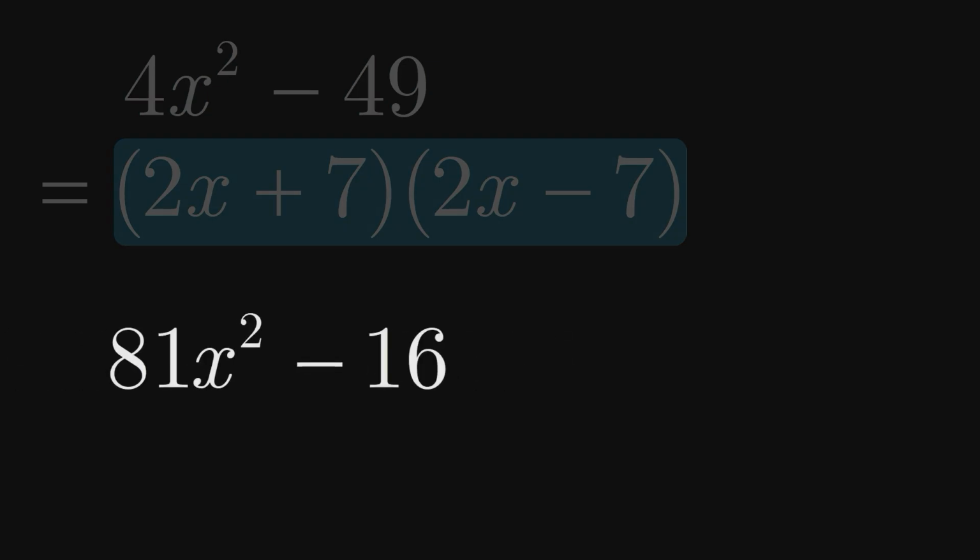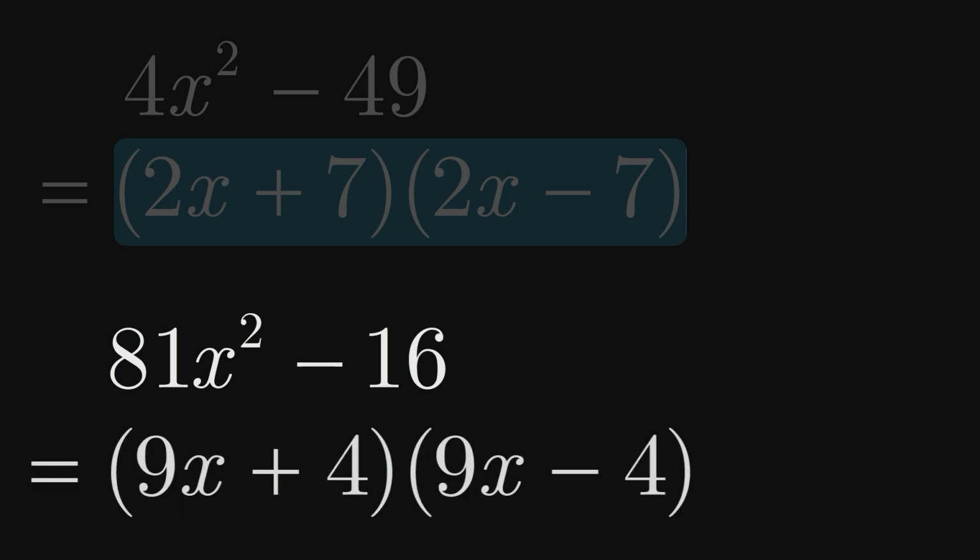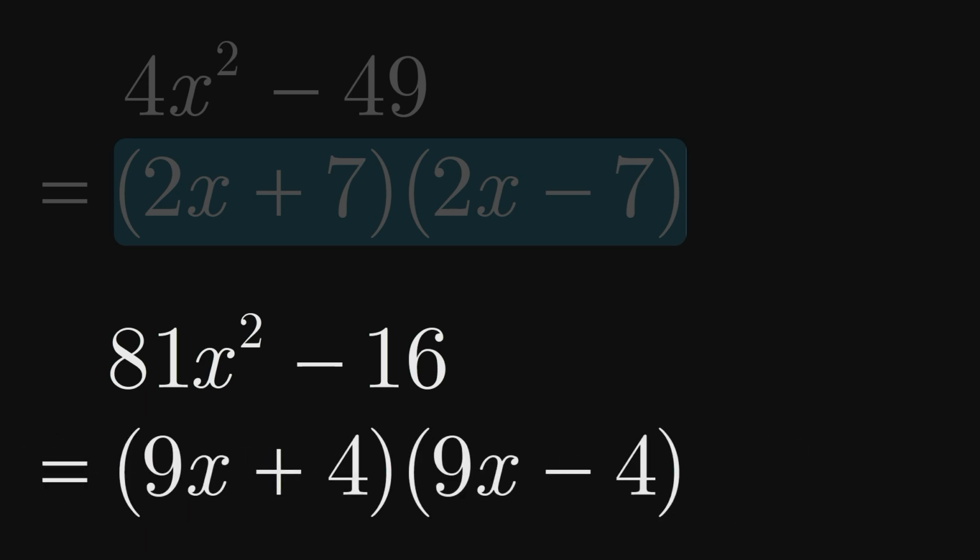81x squared minus 16 is another difference of squares. Since the square root of 81 is 9 and the square root of 16 is 4, the factored version of this expression is 9x plus 4 times 9x minus 4.